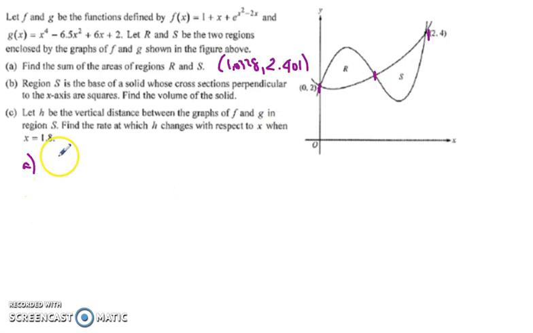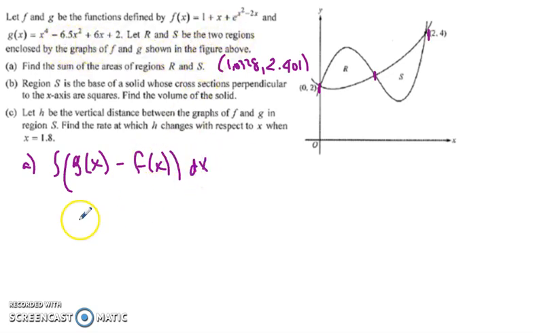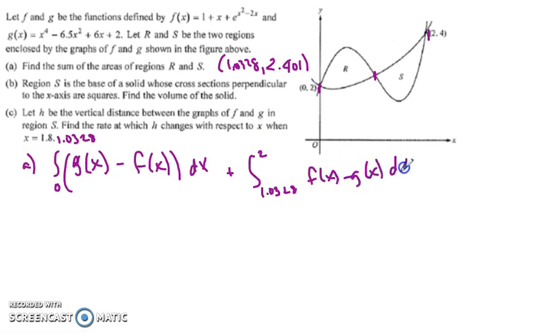So the top curve is g of x for the first integral. So I'm just going to write in here g of x minus f of x. And you can either write in g of x minus f of x, or you can actually write the actual equations in. It does not matter. And you are integrating on the limits from 0 to 1.0328. And then you're going to add to it the integral from 1.0328 to 2 of now f of x minus g of x dx. So that's your setup, and then we're going to go to our calculator where we're going to get the actual answer.